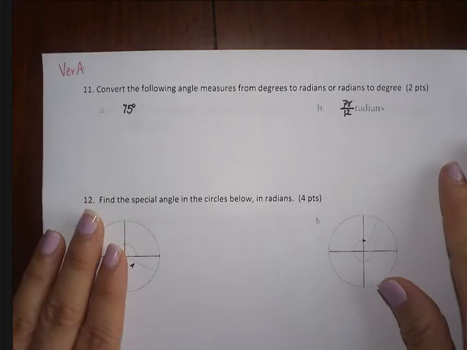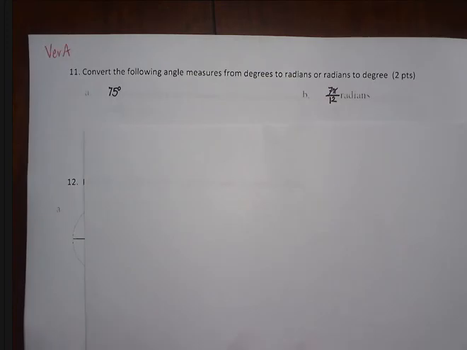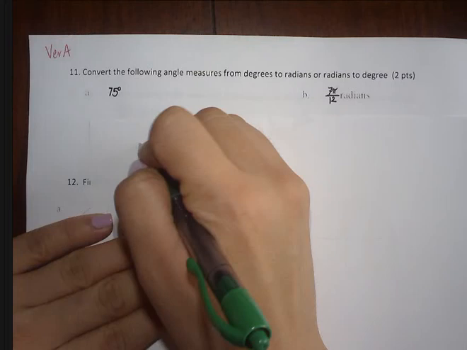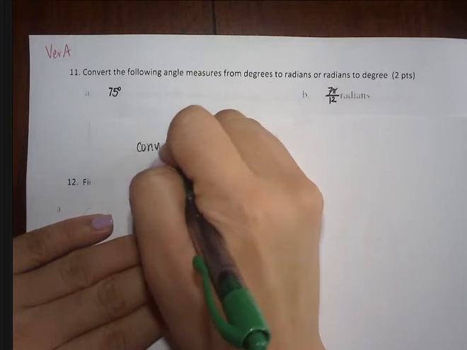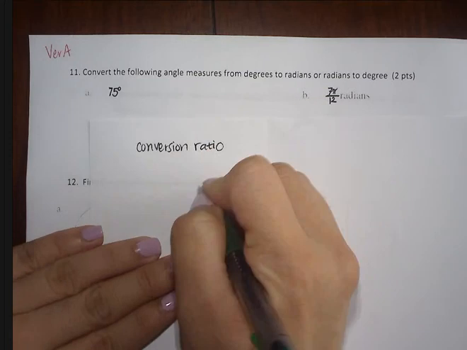Convert the following angle measures from degrees to radians or radians to degrees. In order to do this, we must keep in mind what we know about converting from degrees to radians. How many degrees are in a radian? We need a conversion ratio. Well, what do we know about the unit circle, or what do we know about radians?